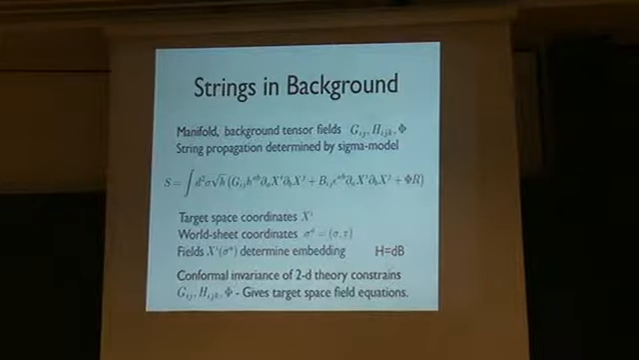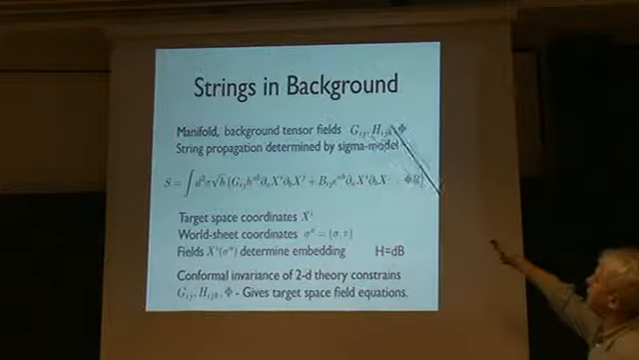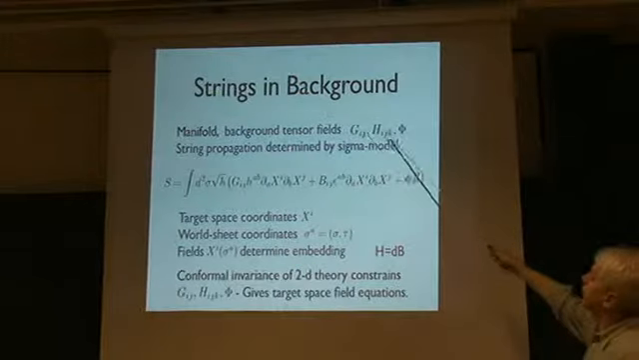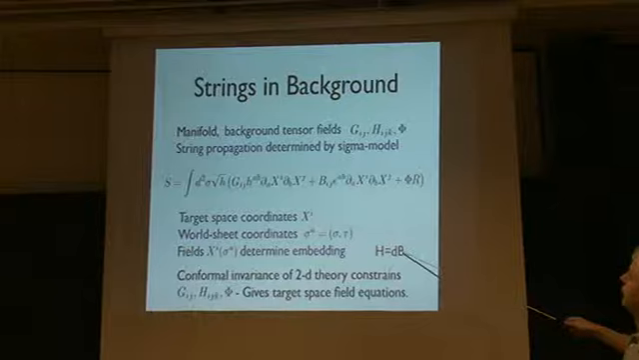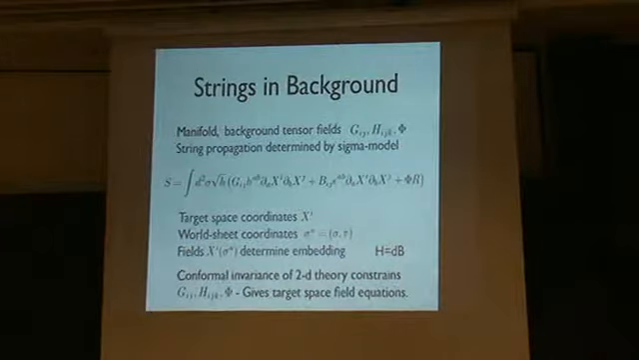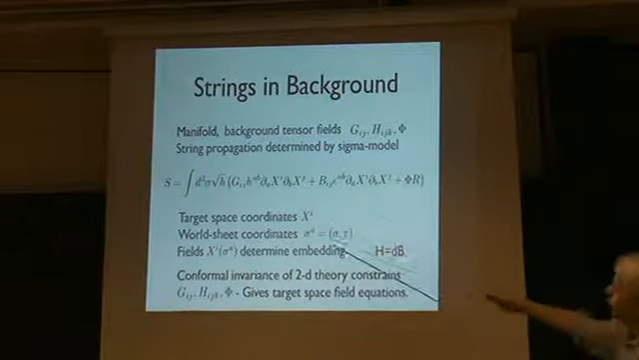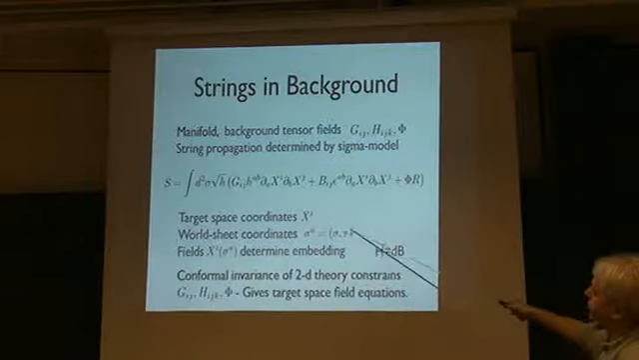So the formulation of strings in a background is given by a nonlinear sigma model, and it has the same structure that we heard about in Bacchus's lecture. We have a manifold with given background tensor fields. So H is the curl of the B field occurring here, and these are precisely the terms you heard about earlier. So we have target space coordinates x^i, worldsheet coordinates sigma and tau.